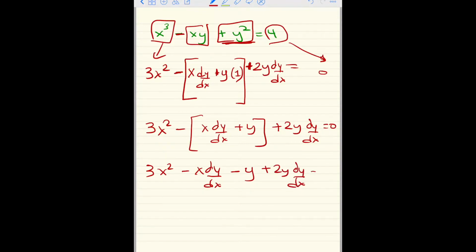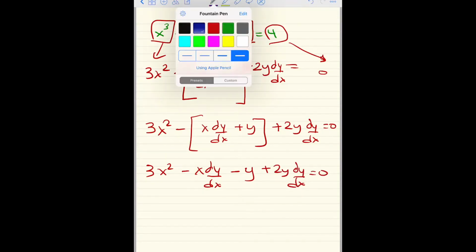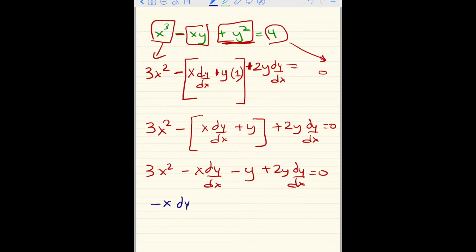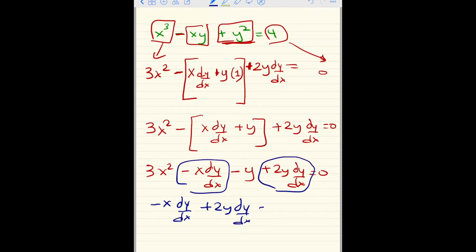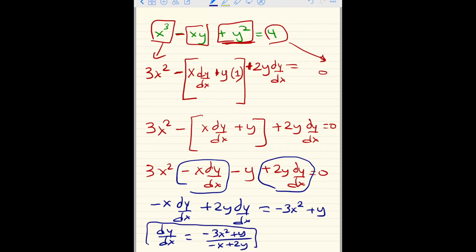Everything that has a dy/dx stays on the left side of the equal sign. So I'm going to go negative x dy/dx plus 2y dy/dx. That's this and this. You need to collect the terms and bring the other terms to the other side. So that's negative 3x squared plus y. Now I'm going to factor out the dy/dx, and then I'm going to divide after I factor it. I'll do it in one step, because I know you can visualize this, and because I'm running out of paper. I'm just going to divide, and this is our final answer.